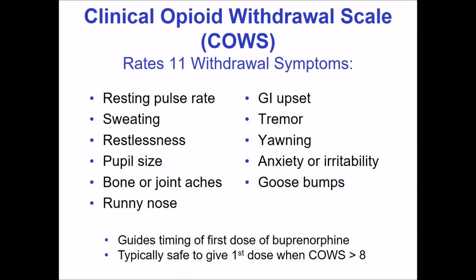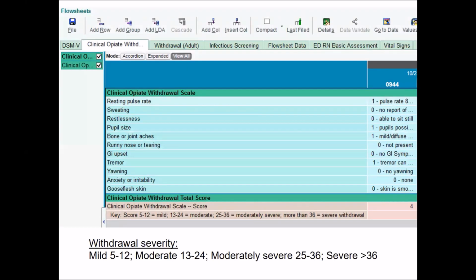We use the Clinical Opioid Withdrawal Scale, or COWS, to assess the timing of that first dose of buprenorphine. The COWS rates 11 symptoms of withdrawal and comes up with a score. It's typically safe to give the first dose when the COWS is greater than 8. I prefer to wait till 12 or more. Again, the more withdrawal they can tolerate beforehand, the more relief they'll get from their first dose of buprenorphine, and the more likely they'll be to come back and continue engaging.